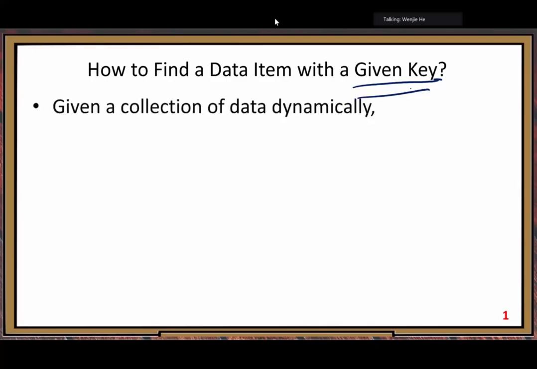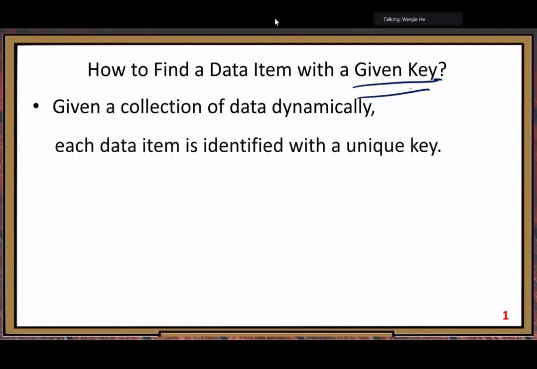All right. Given a collection of data dynamically, especially when you have dynamic data, your data keeps coming in. You need to add it into your data structure, so your hash table can take the dynamic data easily. So that's another good property of this data structure. Each data item is identified with a unique key. That's the basic requirement. There is an ID for each data item, unique.